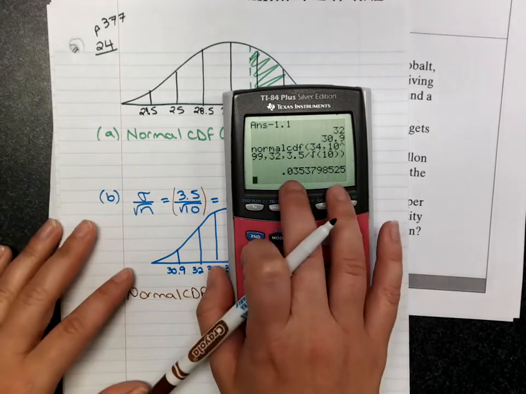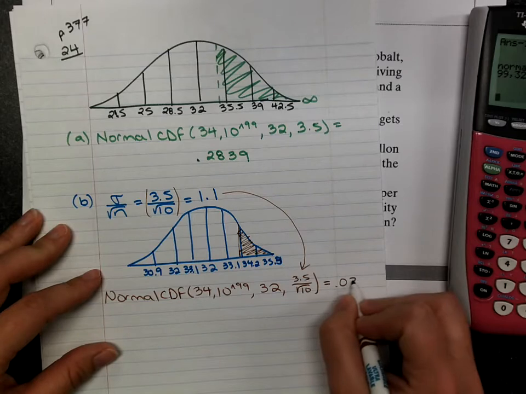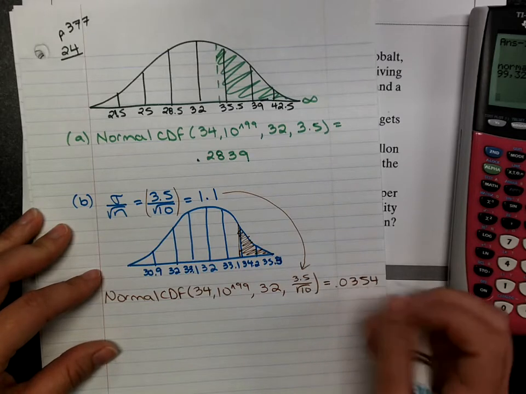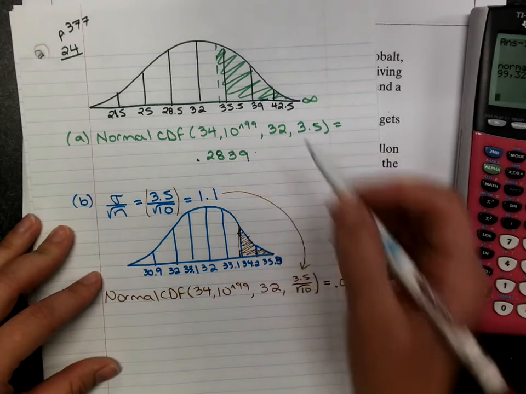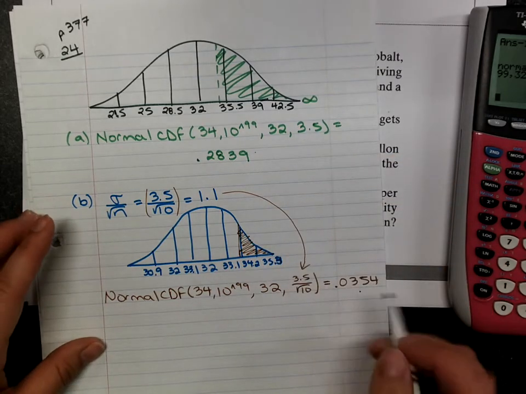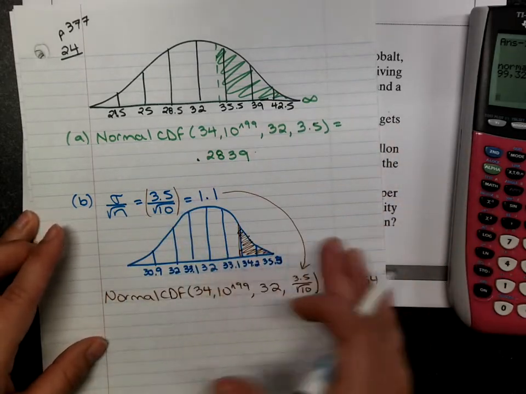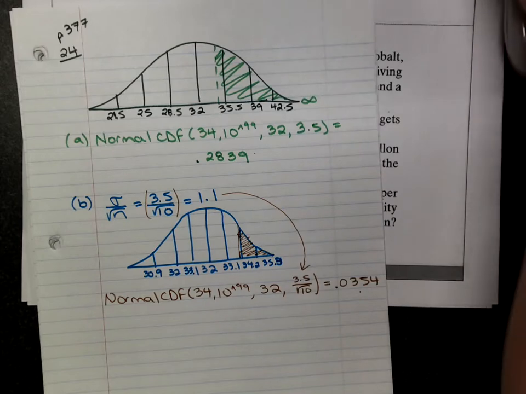And look what happened to my 28%. I just got 0.0354, only a 3.5% chance now. So it went from 28% to 3.5%. Much, much smaller chance that all 10 cars are going to get such good gas mileage. And let's look at problem C.